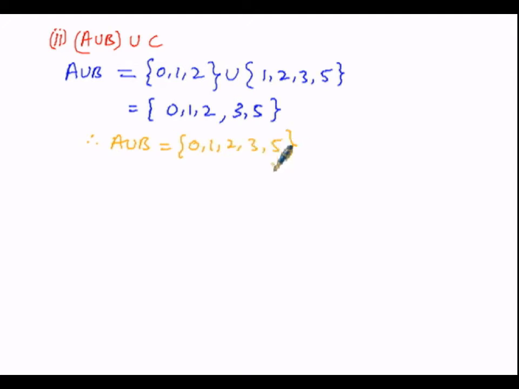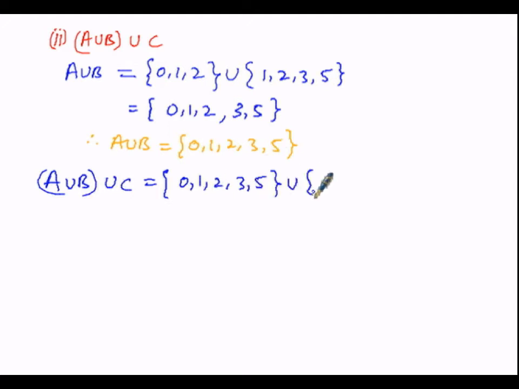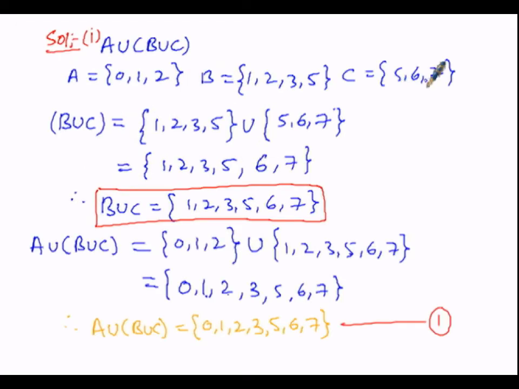Now let us find out (A union B) union C. Here (A union B) union C is equal to (A union B), whose elements are 0, 1, 2, 3 and 5, and then union with set C. Set C has elements 5, 6, 7.